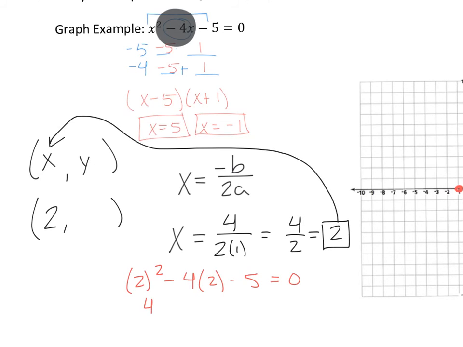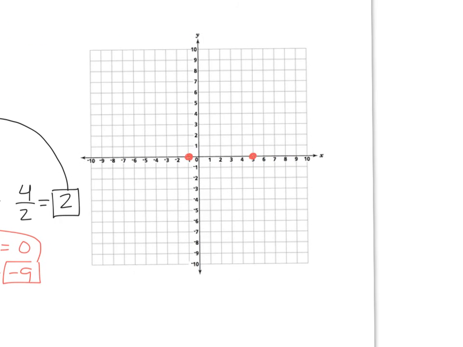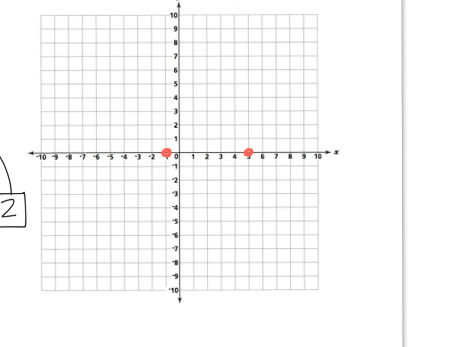When you do that, you get 4, that's -8, -5. I get -9. And that will serve as my y. That'll serve to go in right here in that spot. So now I have a coordinate for another point, which happens to be my vertex, at 2, -9. So if I slide over to my graph, I can plot a point at 2, -9, which is down here. And now I can complete my parabola.